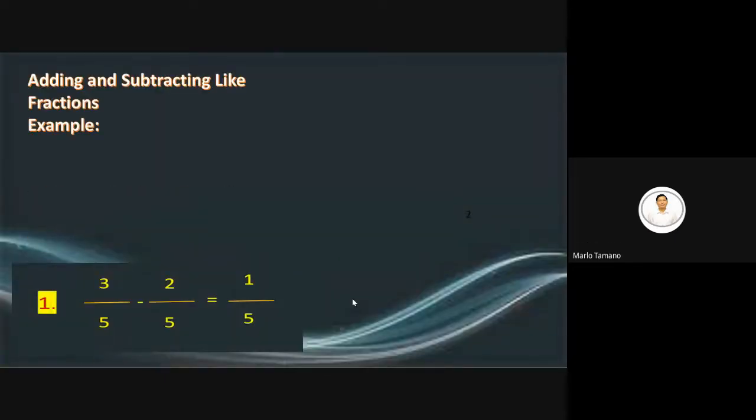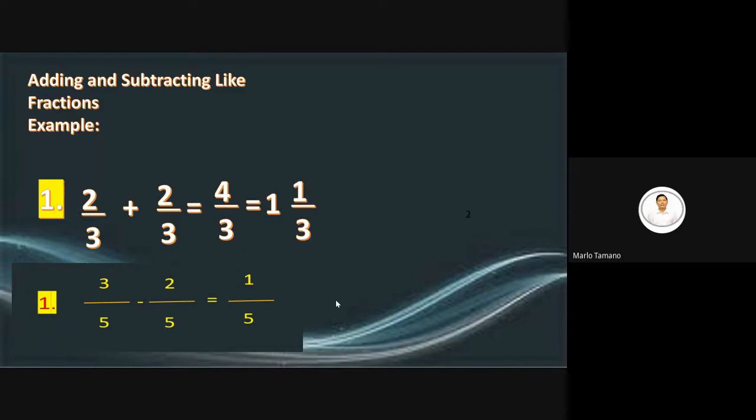Adding and subtracting like fractions, we have here number 1, 2/3 plus 2/3. Now, what did you notice? Pareho po ang denominator, correct? Pareho rin ang numerators. Okay? So, you simply add the numerators, both numerators, that is 4, and copy the common denominator. That is 4/3 or 1 and 1/3.